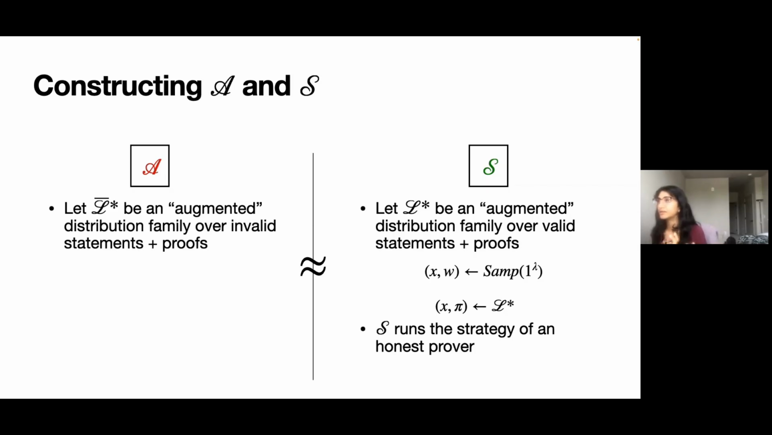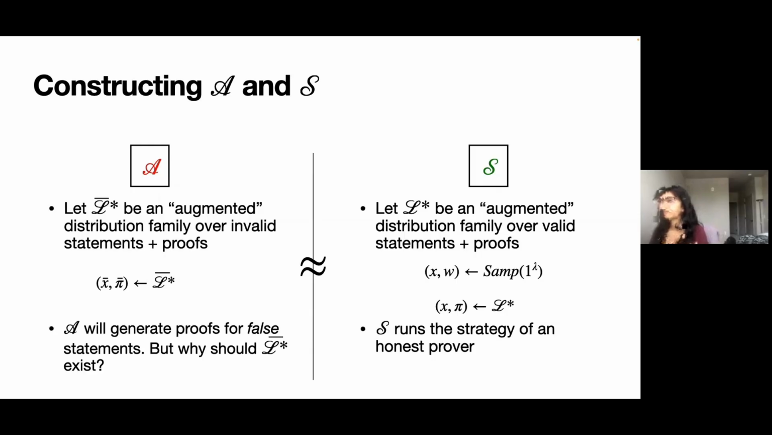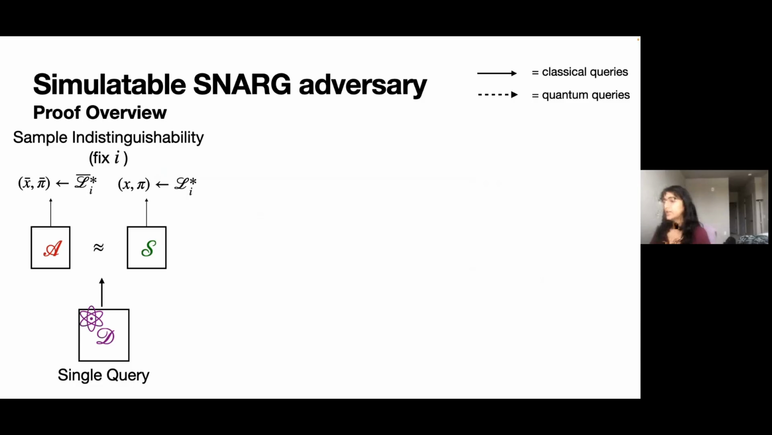Right, so let L bar star be the augmented distribution family over invalid statements and proofs. When x is not in the language, L bar star is the distribution over x not in the language, and also false proofs, so proofs for false statements, essentially. So it's clear that if we had L bar star and L star, and we knew that they were indistinguishable, then we would be done. Because then the inefficient adversary samples from the L bar star distribution, the efficient simulator samples from the L star distribution, and they're indistinguishable, so we can argue that A and S are indistinguishable. But it's not clear a priori why this false distribution that's indistinguishable from the true distribution should even exist. So that's what our proof shows.